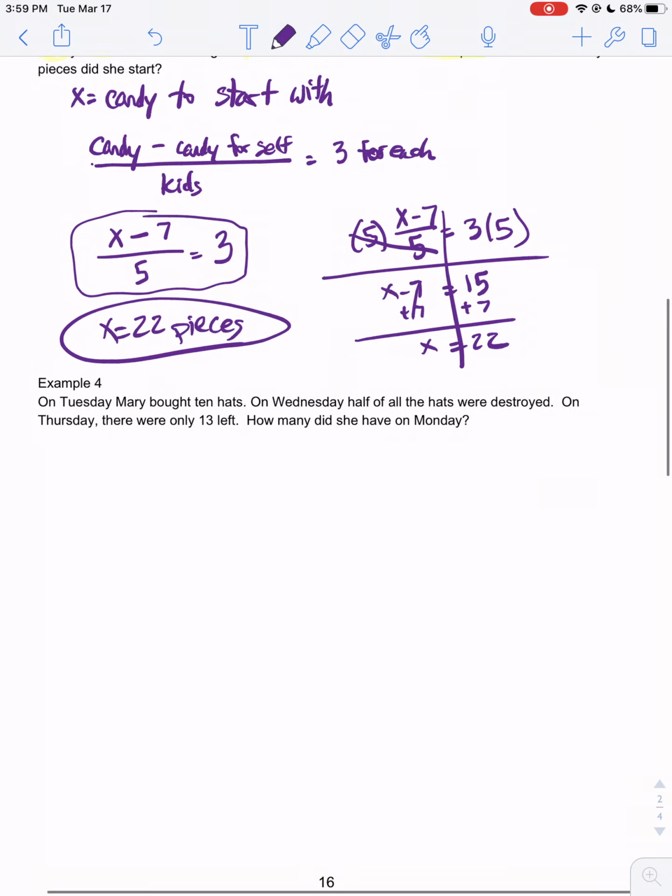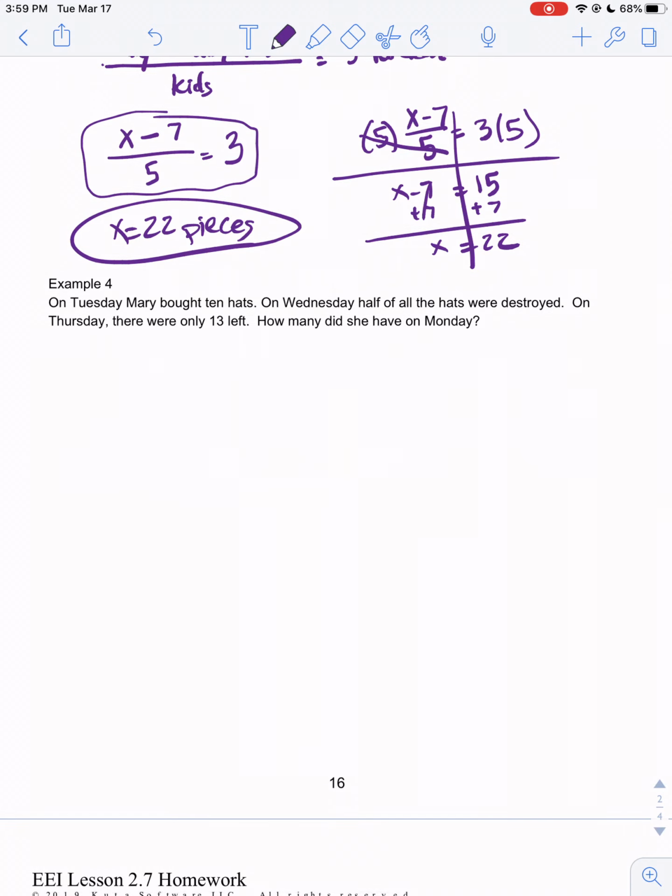All right, last example. Again, make sure you're following along. On Tuesday, Mary bought 10 hats. So she bought more hats. That seems like a plus. I'm just going to write a plus sign right now. On Wednesday, half of her hats were destroyed. Okay, so that sounds like division. Divide by 2 maybe. On Thursday, there were only 13 left. How many hats did she have on Monday?